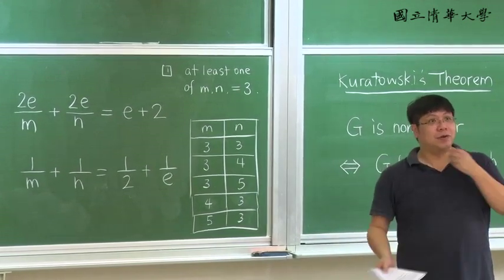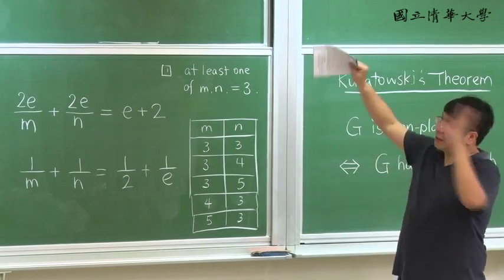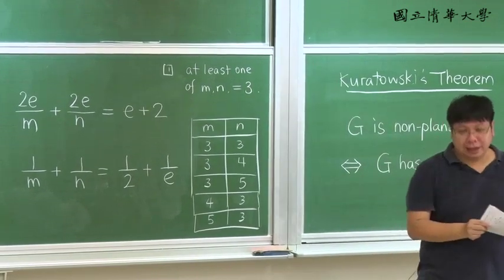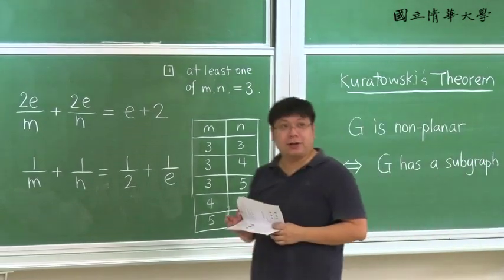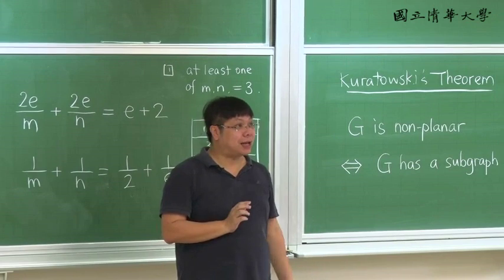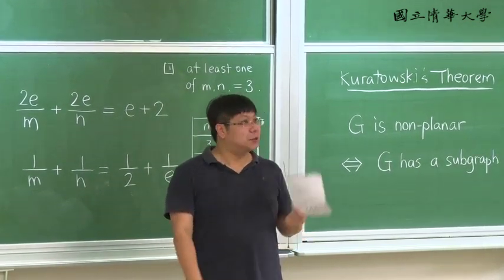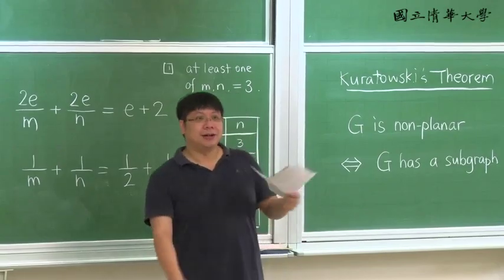Sorry for overrunning the first class. So this is the end of the Platonic solids. Let's take a 10-minute break, and then we will come back with another result from the Euler planar formula, so we can prove the 5-color theorem. Okay, let's take a break.